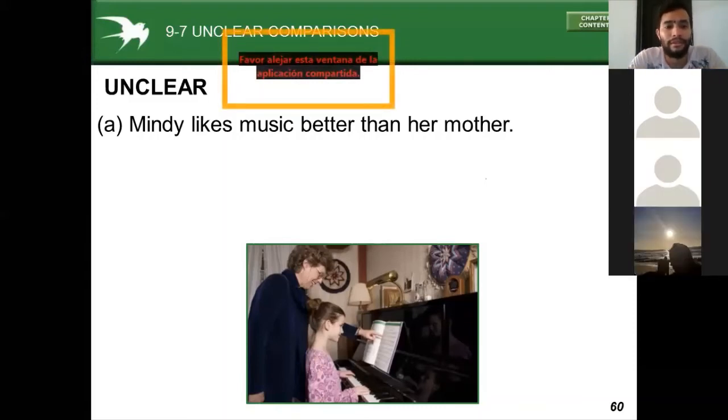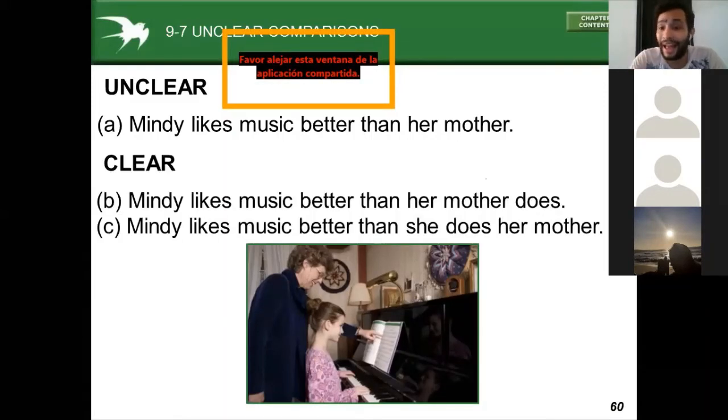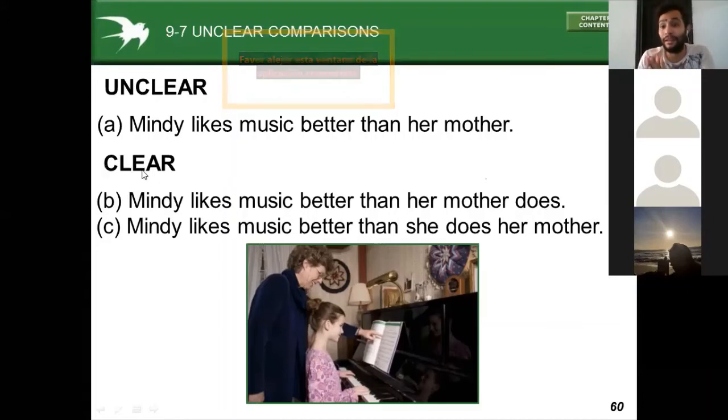So can you just give me the complete version of this sentence right here? Mindy likes music better than her mother does. Very good. So, Mindy likes music better than her mother does. This is considered to be clear, or in other words, as I said before, the unclear means informal and the clear means formal.